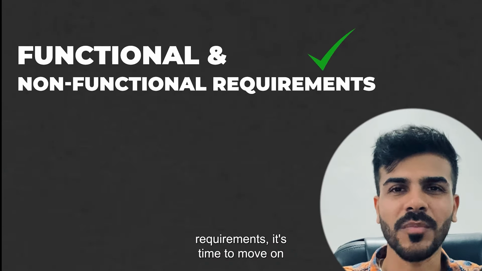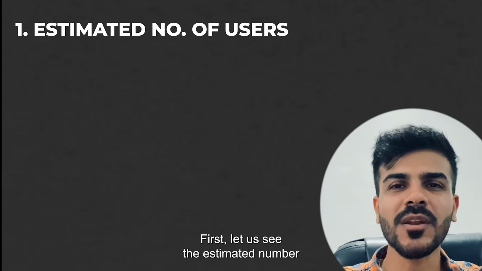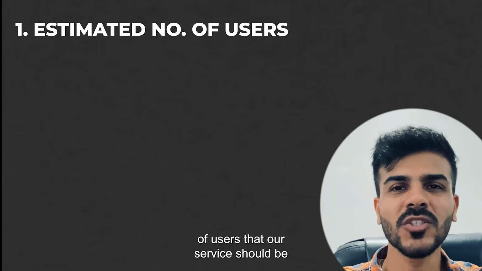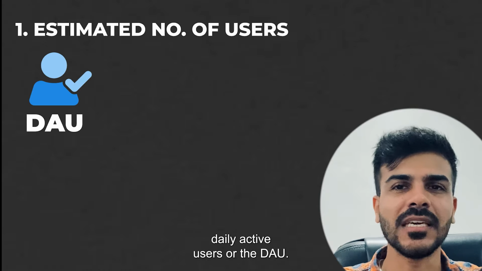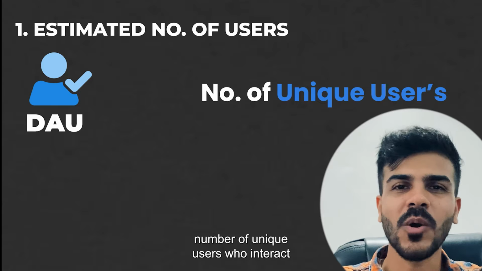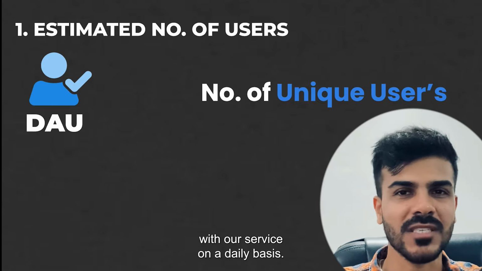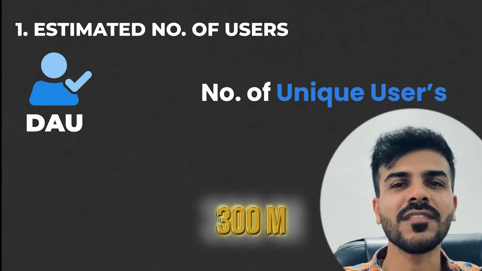Now that we have defined our functional and non-functional requirements, it's time to move on to the capacity estimation. First, let us see the estimated number of users that our service should be able to support. We'll begin with estimating the daily active users, or the DAU. The daily active users refers to the number of unique users who interact with our service on a daily basis. For our TinyURL service, we estimate this to be around 300 million people.